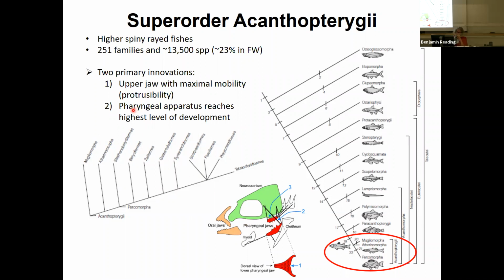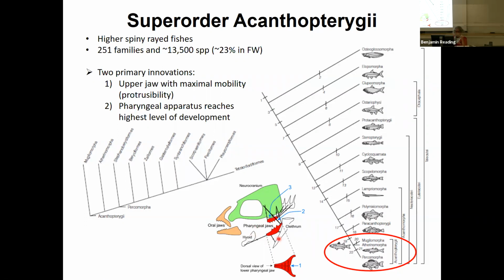And the second is then the pharyngeal apparatus has developed the highest level of achievement or sophistication. So again, I talked about these oral jaws, and we showed videos of the moray eels that had this pharyngeal jaw. It's the first time we really started seeing sophisticated pharyngeal jaw stuff. We saw it also in the family Cyprinidae, like the minnows and the suckers, catostomids that eat shellfish and things like that.